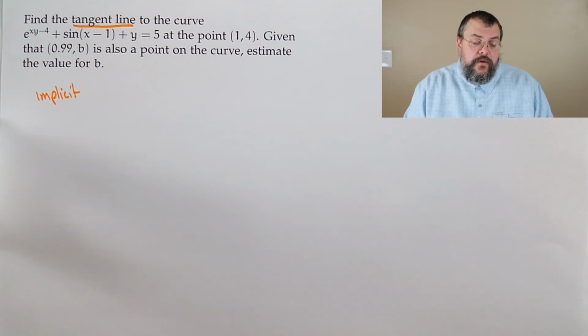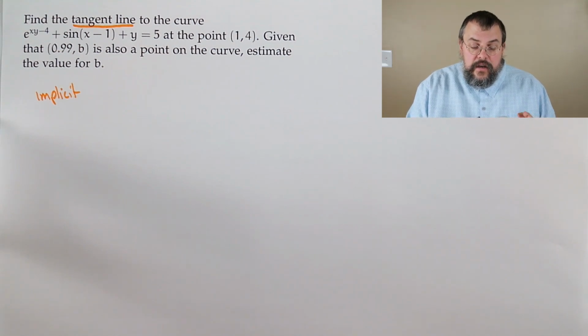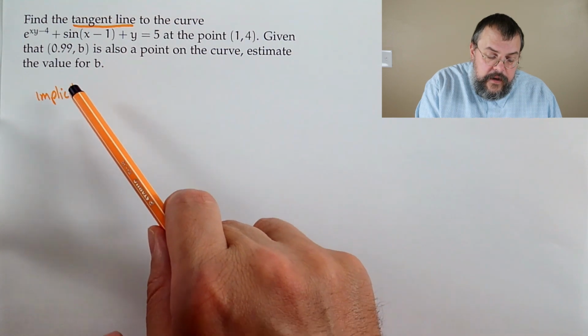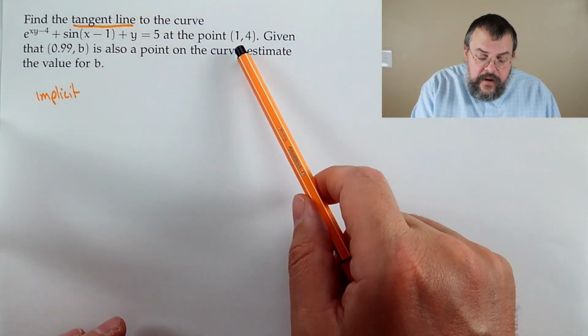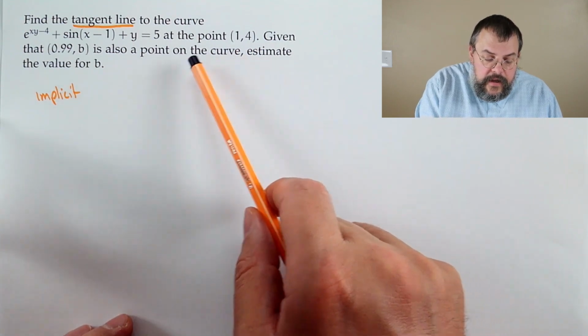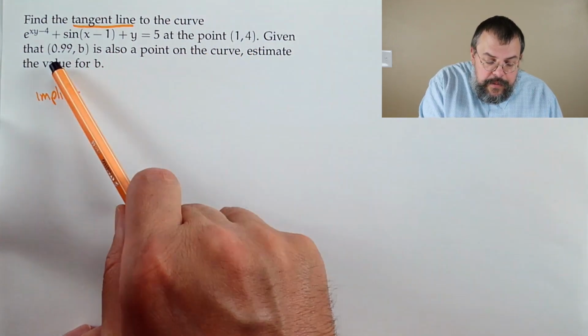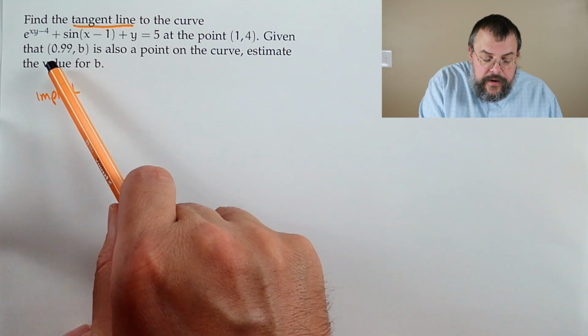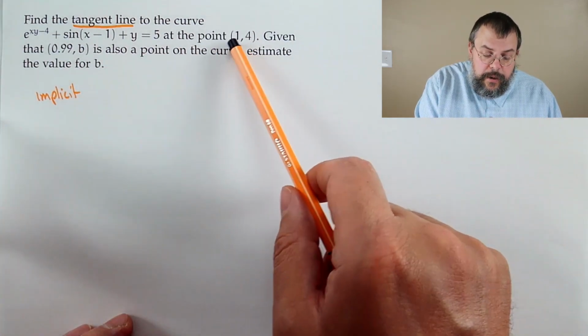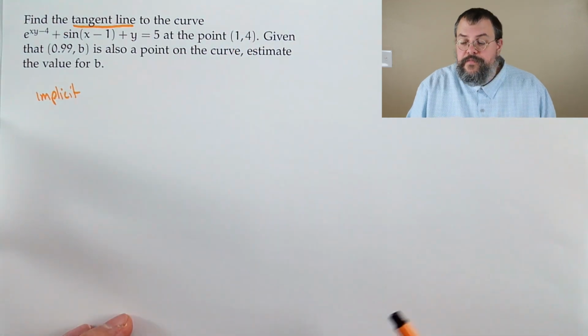Well, it's telling us, hey, let's find the tangent line, and then here's something nearby. Because I want the tangent line at 1, 4, and then I'm just going to slightly perturb the x-coordinate. See, now it's at 0.99. So the question is, what should happen to the y-coordinate?